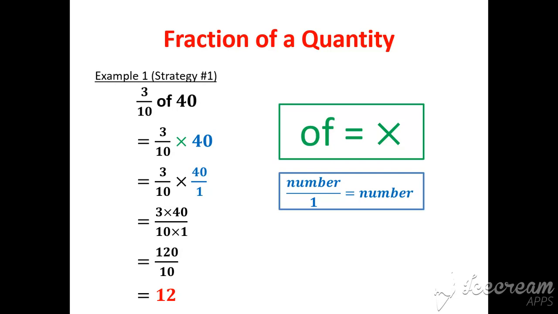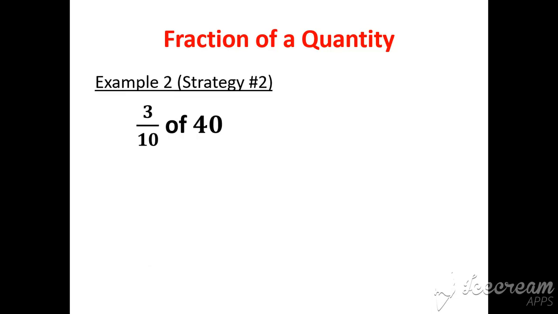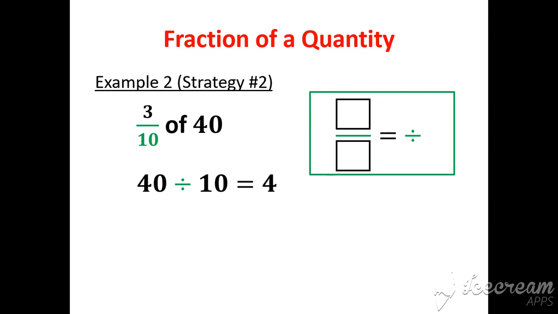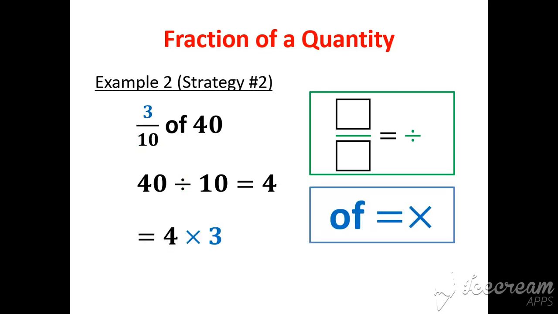Okay, let's try a different strategy for the same problem. 3/10 of 40, strategy number 2. Some of you have been taught this strategy. Take the 40 and divide it by 10, because the fraction 3 over 10, that fraction means divide. So if we take 40 and divide it into 10 pieces, each piece is 4. And since we want 3/10 of 40, we want 3 of them. So we want 4 times 3.